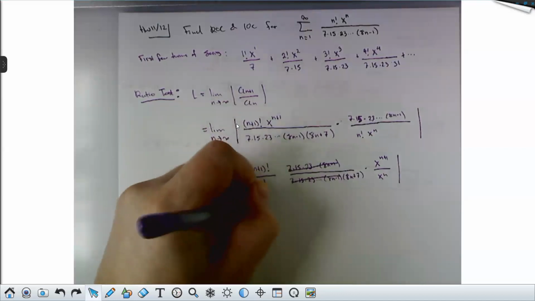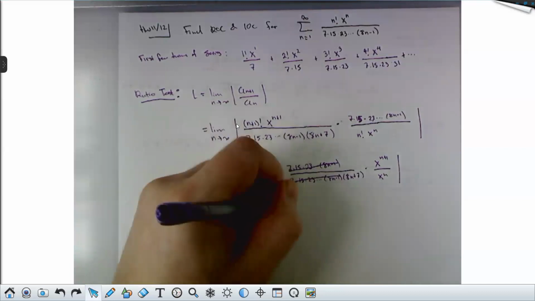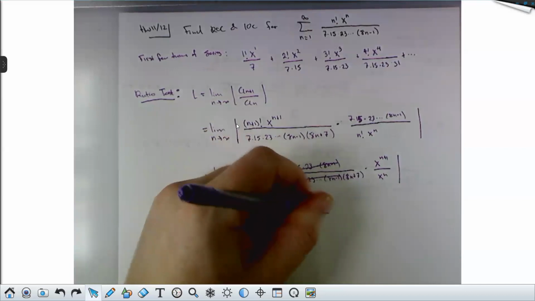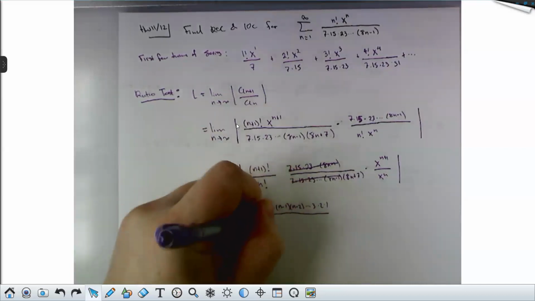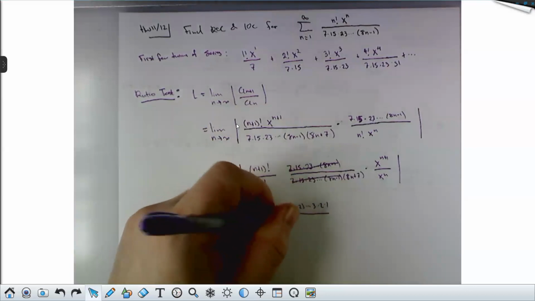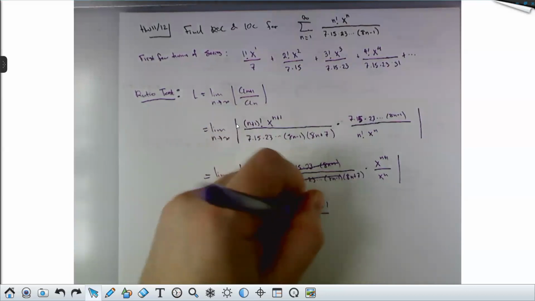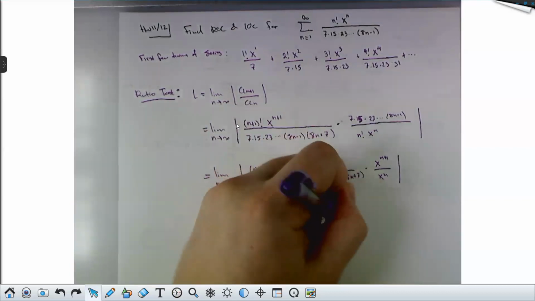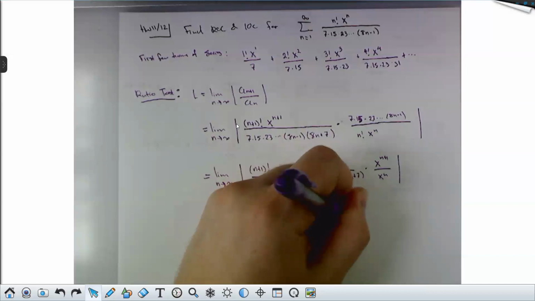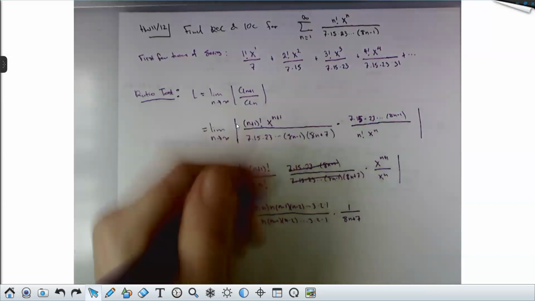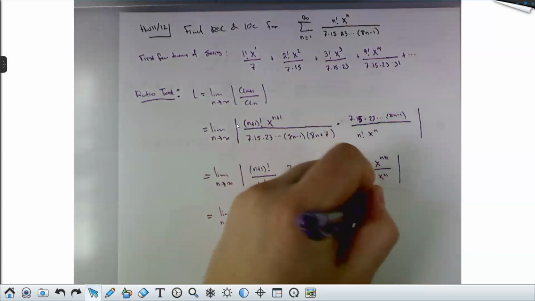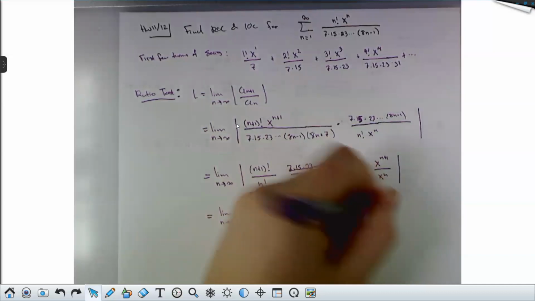I'll write it out, why not? N plus 1 factorial is n plus 1 times n times n minus 1 all the way down to 3 times 2 times 1. N factorial is just n times n minus 1 times n minus 2 all the way down to 3 times 2 times 1. I've got my 1 over 8n plus 7. The surviving term from this ratio is just that. And x to the n plus 1 over x to the n is just x.